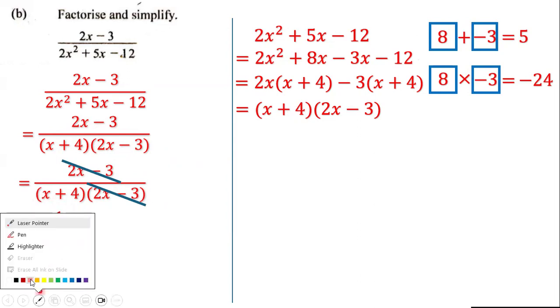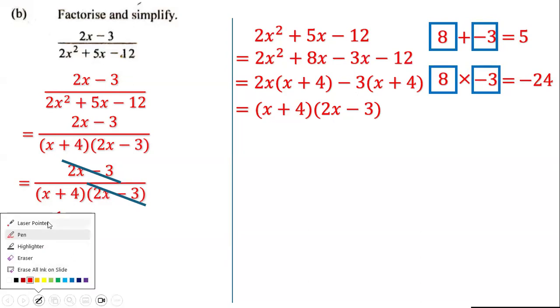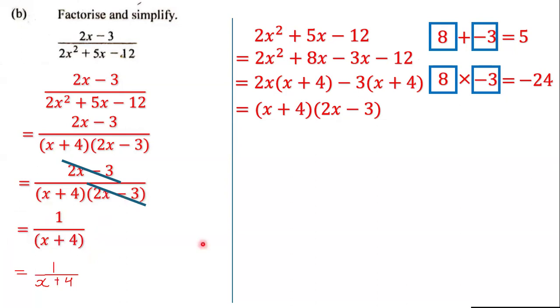Now, we don't need to keep the brackets. We could remove the brackets, or the parentheses, so we just write 1 over x plus 4. Our answer here is definitely 1 over x plus 4, and that's the answer to this particular question.